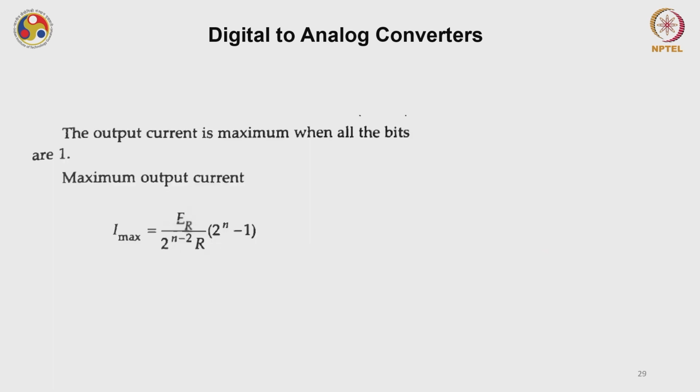So the output current is maximum when all bits are 1, the case we have just seen. The maximum output current in that case will be I max equal to ER by R into (2 to the power n minus 1) by 2 to the power n minus 1. So this will be the maximum output current when all the bits are 1. So this is the basics of DACs. You can read about it in more detail in an analog circuit course.